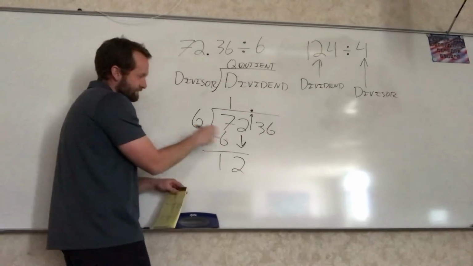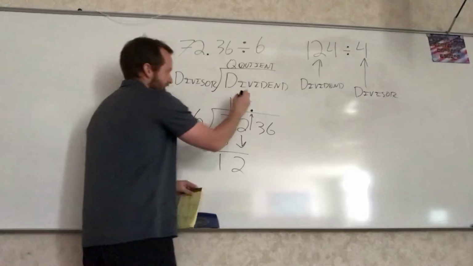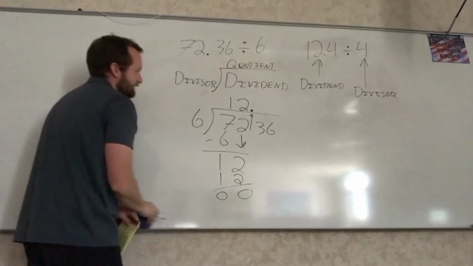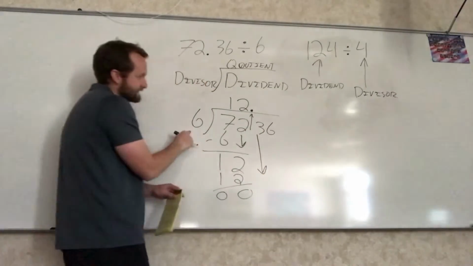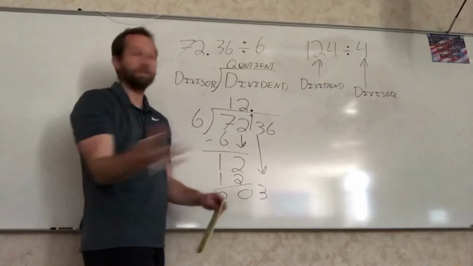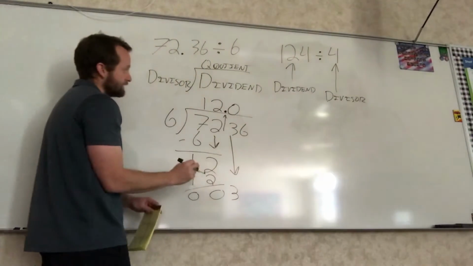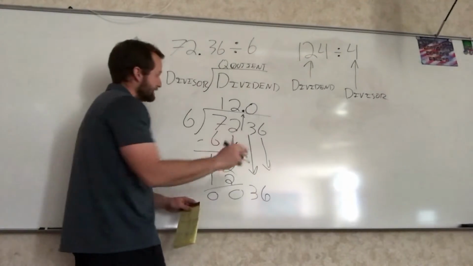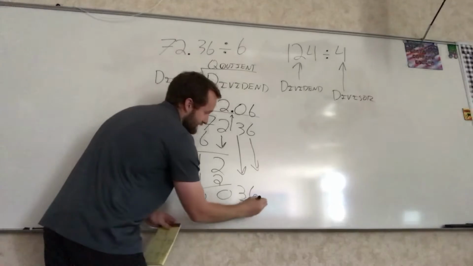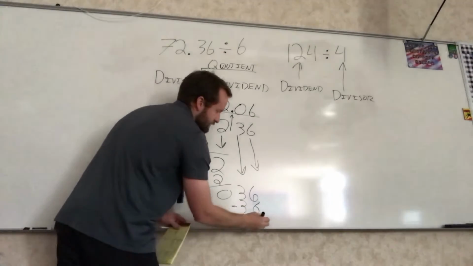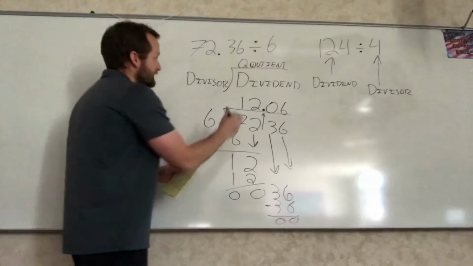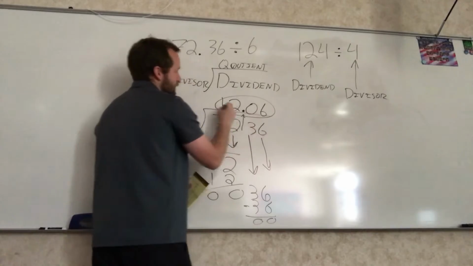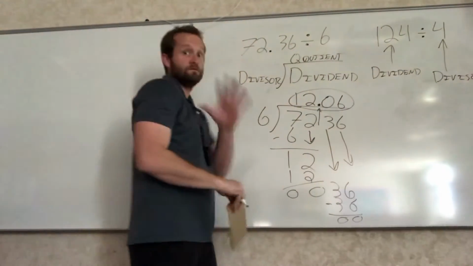Let's keep going. Does 6 fit into 12? It does, twice. That's 12, so we subtract, and we're left with 0. We bring down our next number and ask, does 6 fit into 3? In this case, it does not, so it fits in 0 times. Bring down our last number, and does 6 fit into 36? It does, 6 times. So we subtract this last time, and it equals 0. So in this case, 72.36 divided by 6 is 12.06, right? So we've done this before, okay?